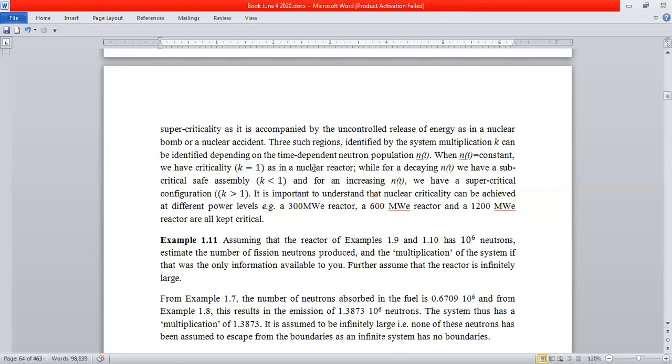So the previous designs, when I talked to you about PWRs and BWRs, the first thing that you are required to do in nuclear engineering is to design a critical core. And same for other things like a subcritical safe assembly or for a supercritical nuclear weapon. You start by keeping the weapon safe in a room, so it has to be subcritical, but then you're going to make it supercritical.